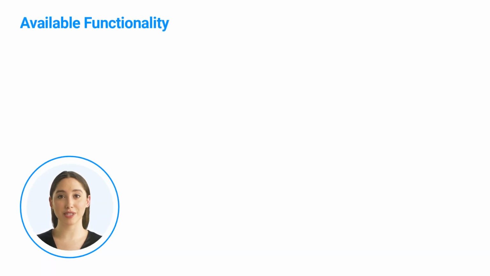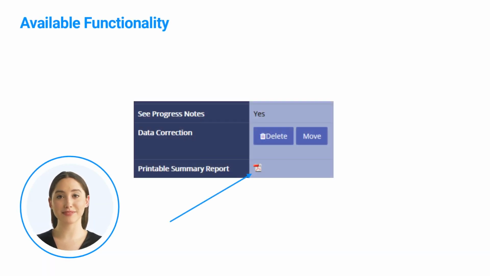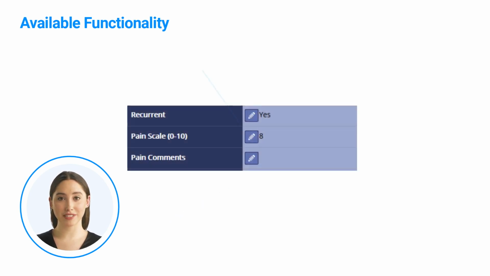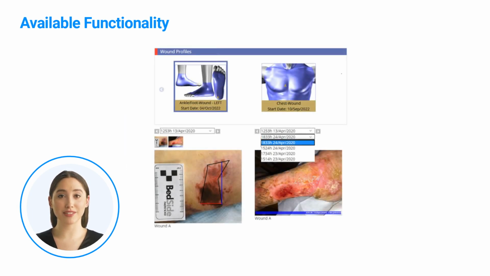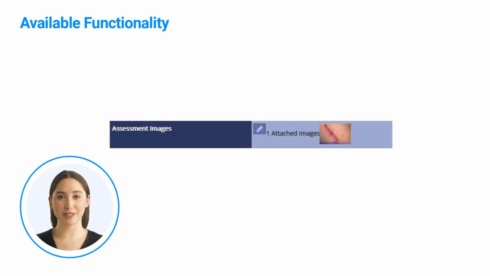From within Viewer, you can use the following functions: download or print an assessment, edit and make changes to your assessments that you have signed for. You are able to compare wound photos in a patient's file, add, edit, and delete photos from a saved assessment.